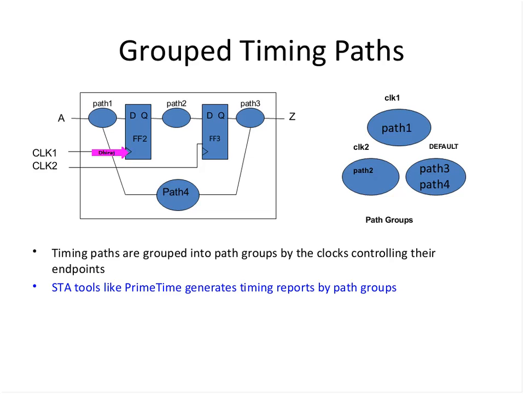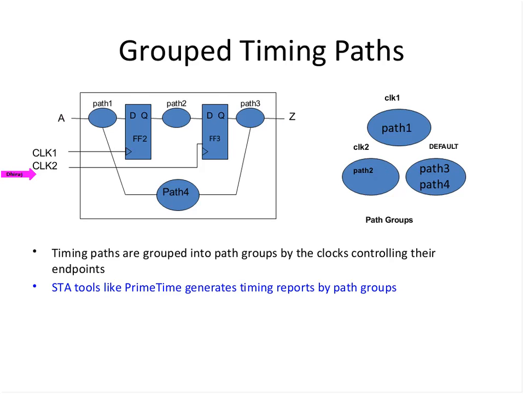Path 2 is from FF2 to FF3. It comes under the group clock 2 because the capture clock is clock 2. Path 3 is from the clock of this, clock 2, to Z. If you do not give any output delay on Z, it will come under the default group. Similarly, path 4 starts from A and ends at Z, and assuming we haven't specified any output delay on Z, it will come under default. However, if you specify output delay on Z using, let's say, clock 2, it will come under the group of clock 2.